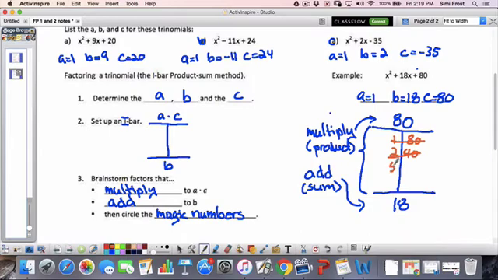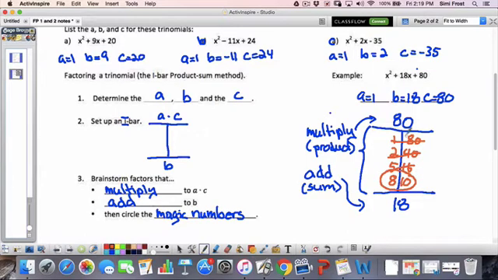So how about 5? Okay, so 5 times what equals 80? 5 times 16 equals 80. But can I add or subtract 5 and 16 and get 18? No, if I add them together, I'm going to get 21. If I subtract them, I'm going to get 11. So that doesn't work out for me. How about 8 and 10? Okay, 8 and 10 do multiply to 80, and they also add to 18. So these are my magic numbers. I'm going to go ahead and circle them.